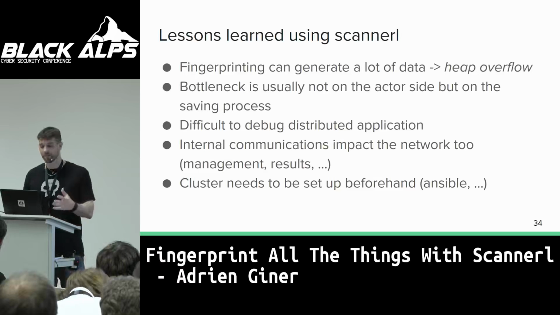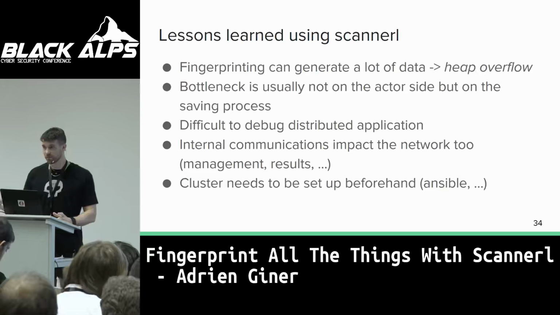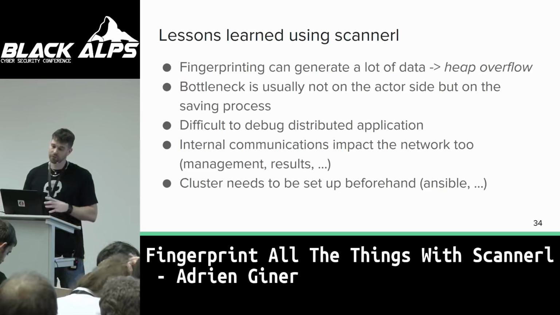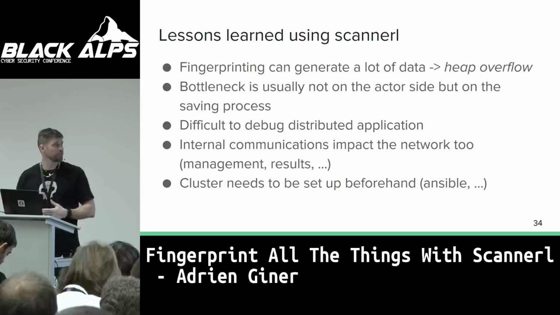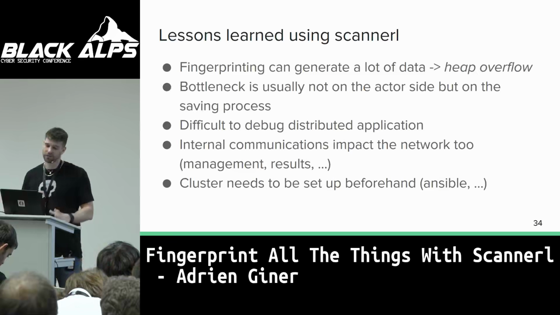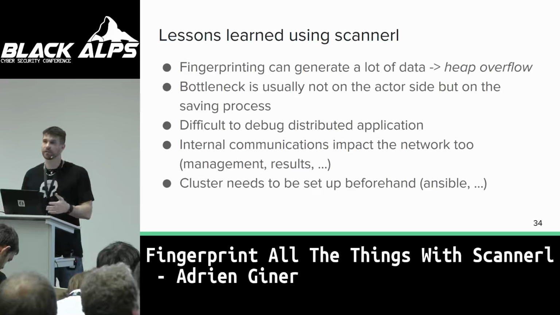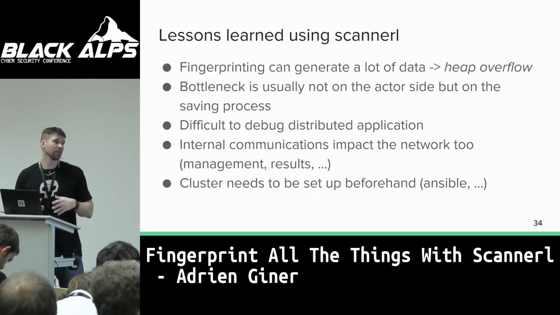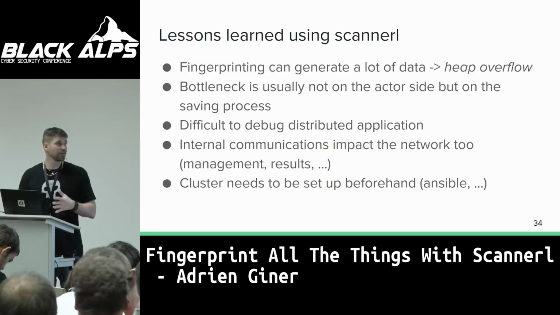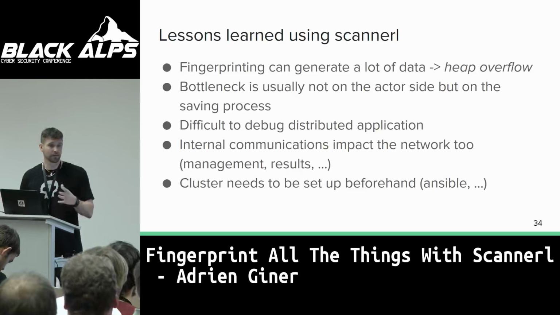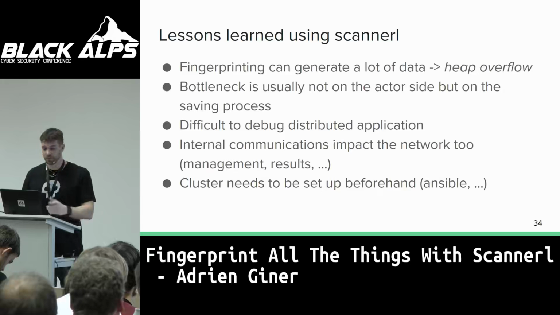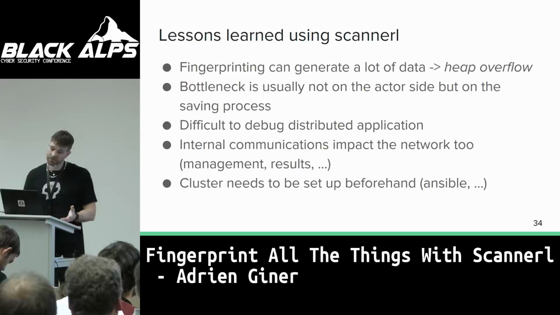Internal communication will impact your network too. So not only the communication with the remote host, like the service you're trying to fingerprint, but all those retrieving the results back, managing all your nodes, and so on. And like I said before, everything is transparent, but you still have to provide VMs for scannerl to use. So you have to set up those VMs. The dependencies are not high. It's only setting up a few options for Erlang and installing Erlang, but still you'll have to set up those VMs. You can use any deployment tools like Ansible, for example, to do that, but it has to be done anywhere.